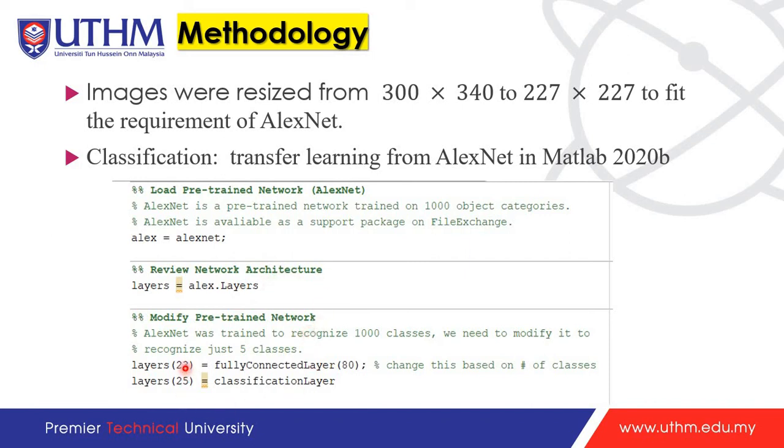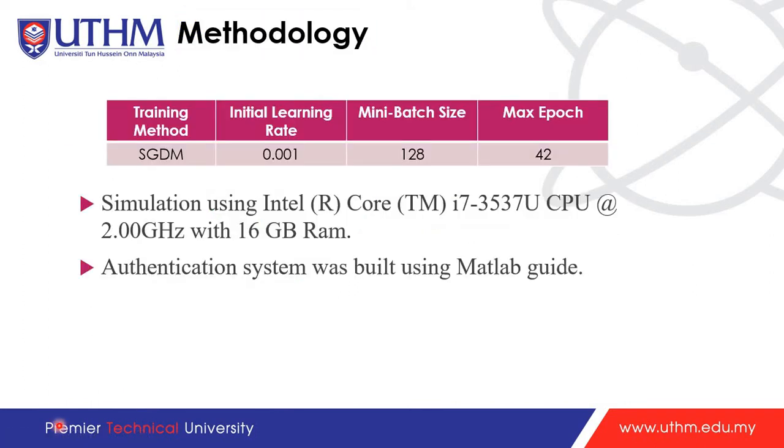And then we modify at layer 23. Initially, AlexNet is used to classify 1000 classes. But for this application, we would like to classify 80 registered users. So 1000 was changed to 80 and connect back the last layer to the classification layers. And we use the SGDM training method. Initial learning rate was set to 0.001.